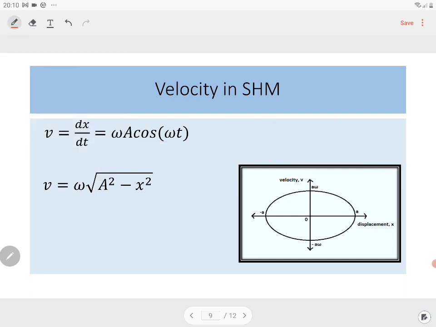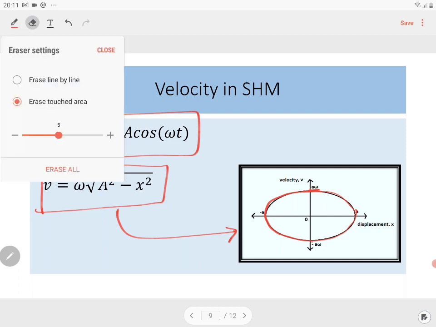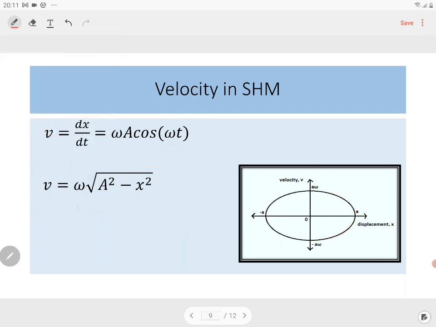Once we understand how we got v as a function of t and v as a function of x, you can plot a graph of v as a function of x. V as a function of x is an ellipse. Here, this is a omega, the maximum velocity, and this is 0, the minimum velocity. That is, at extreme points the speed is 0, and at the mean point the speed is maximum, that is a omega.